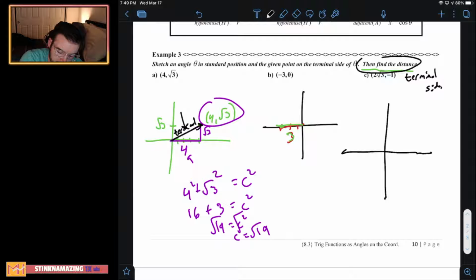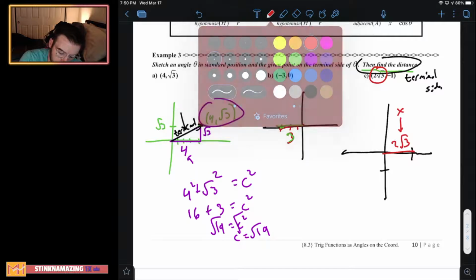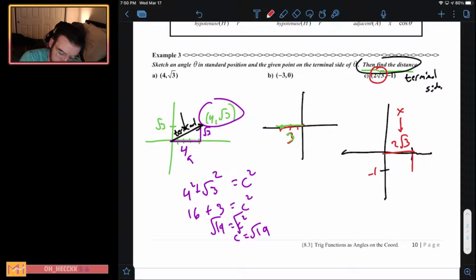Drawing this one more time. 2 root 3 to the right, who cares? I don't care if you draw it in the perfect position. What matters is that you know that the base of the triangle is 2 root 3. The x coordinate is the base of the triangle, and the y part is the height of the triangle, and therefore you're trying to find the hypotenuse.